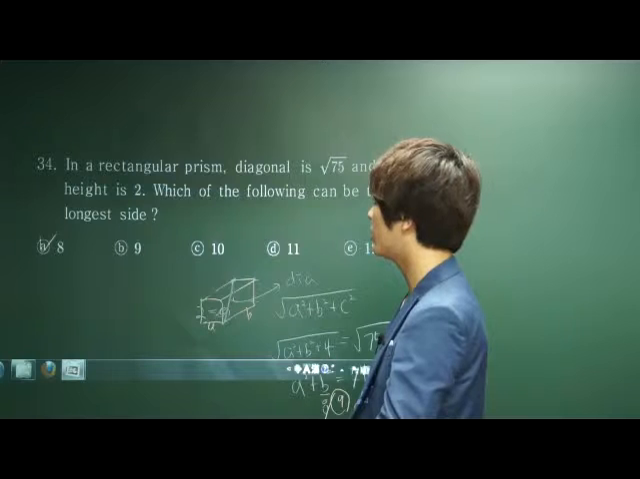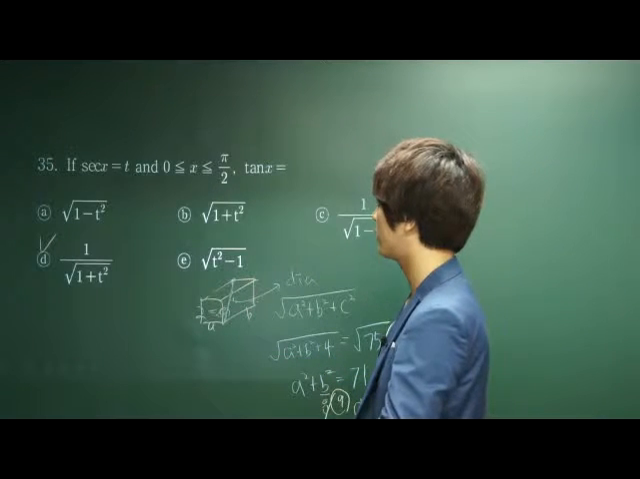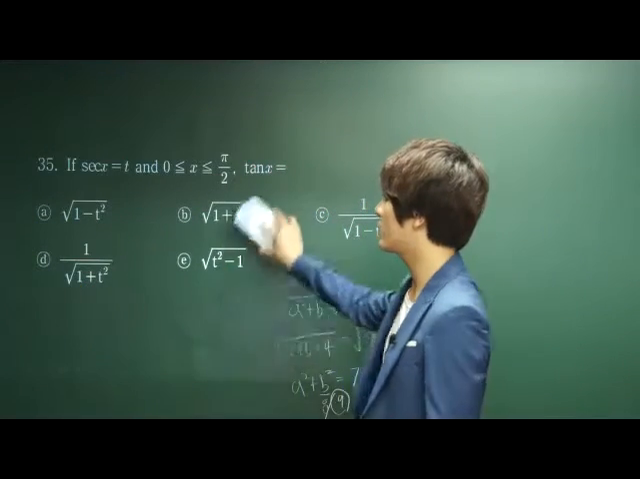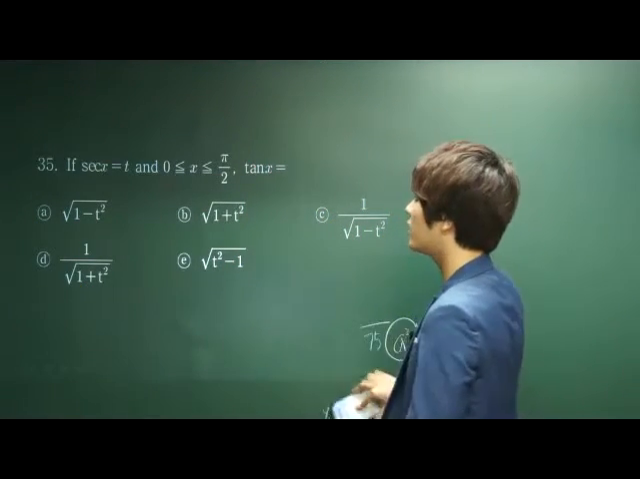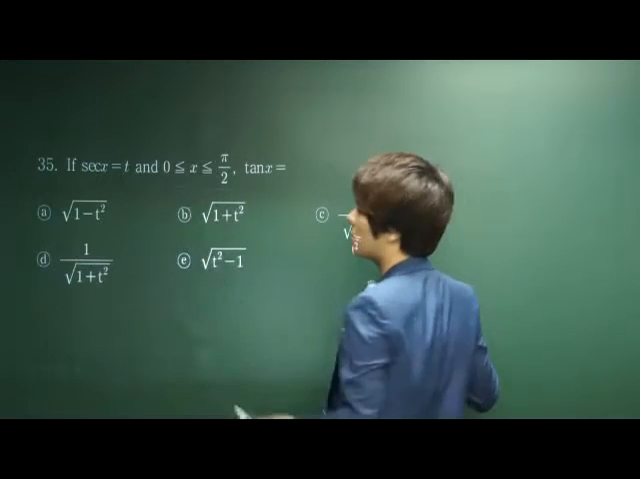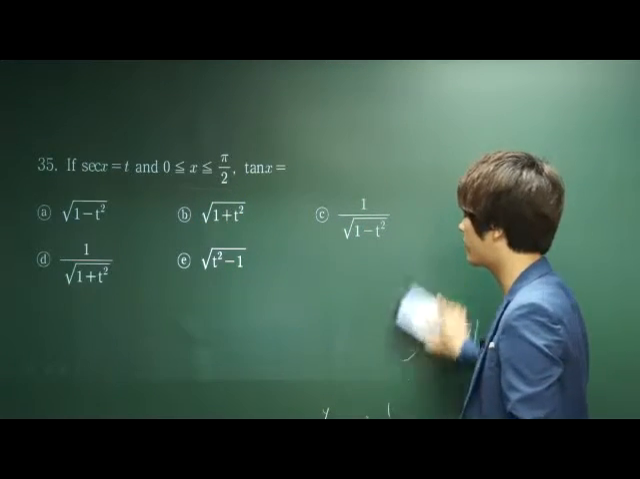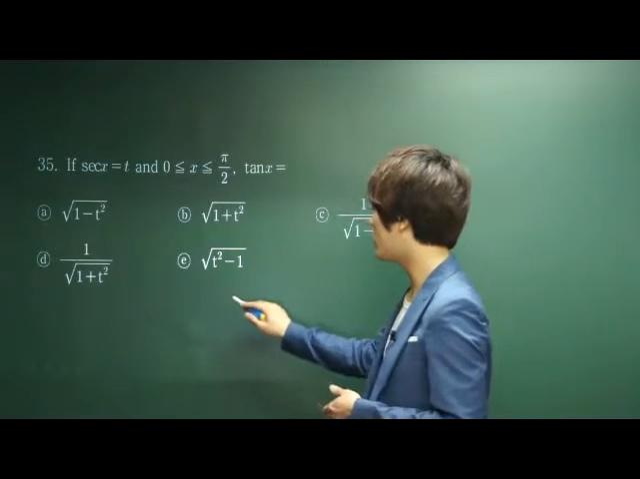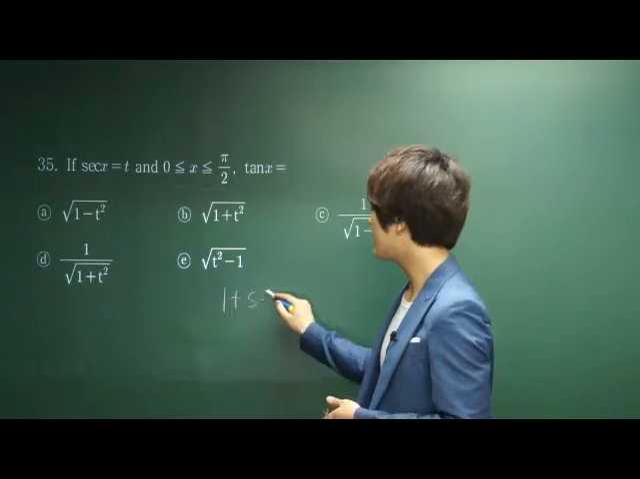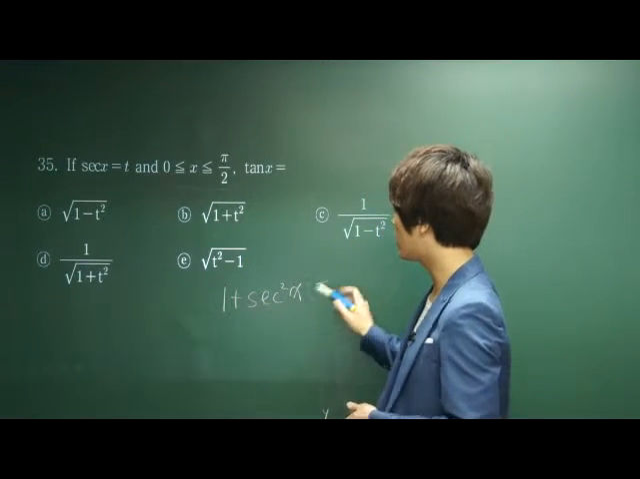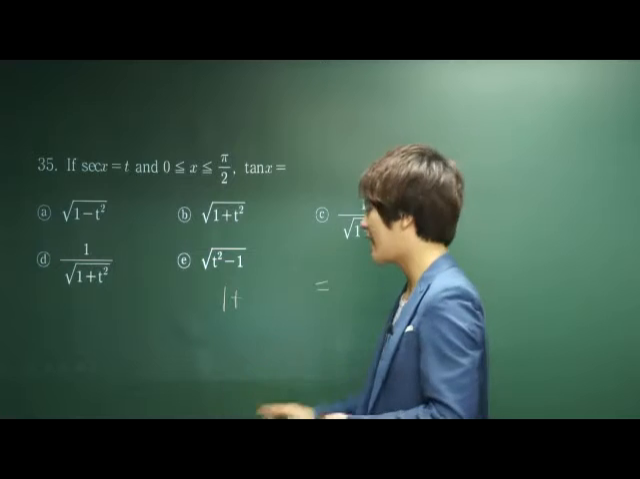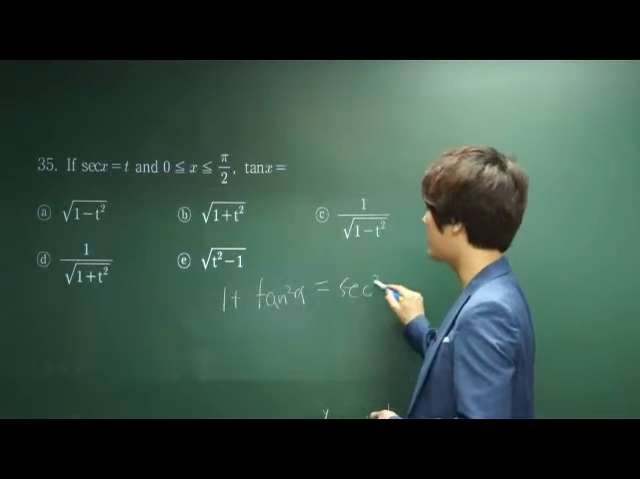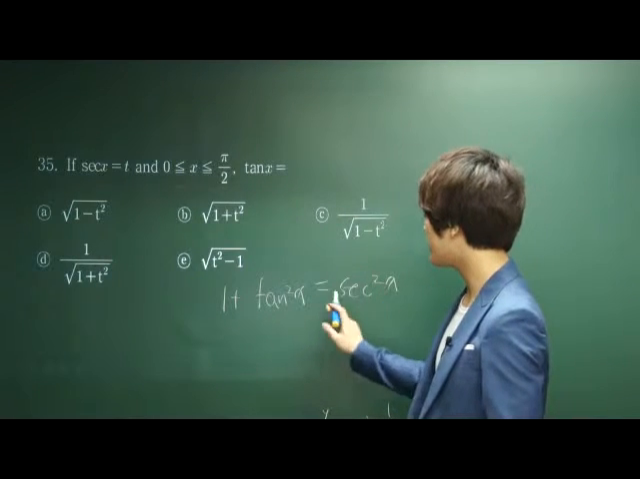Okay, let's move on to number 35. Number 35 says, if tangent x equals t and x is in the, what does this mean? It means it's in the first quadrant, right? So we're looking for the tangent. Here again, if you're familiar with the equation, 1 plus tangent square x is equal to secant square x, right? If you know that, we can figure this out easily.